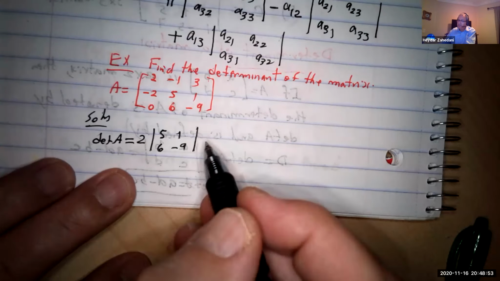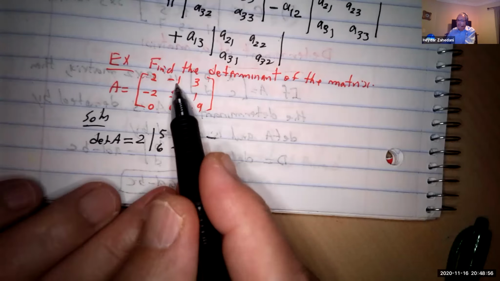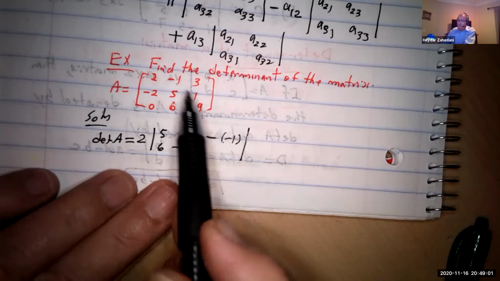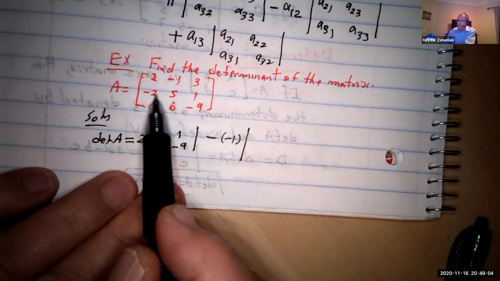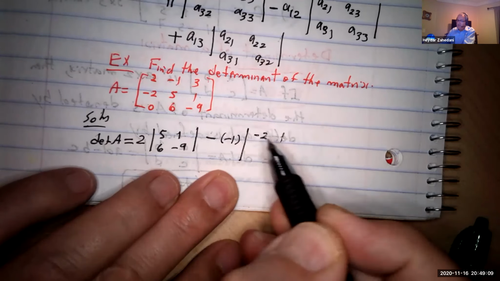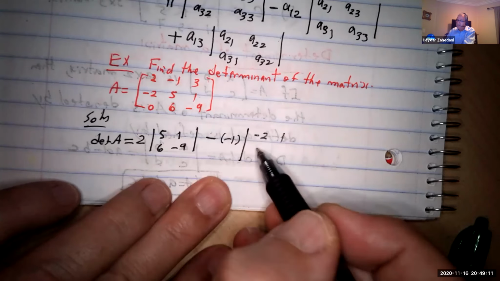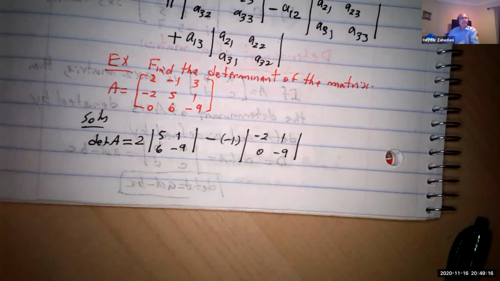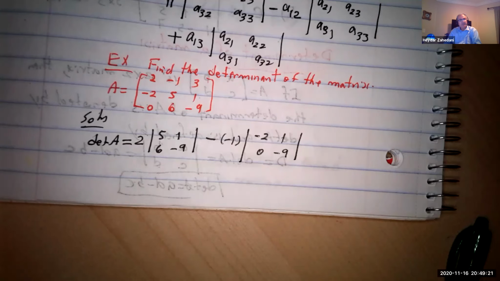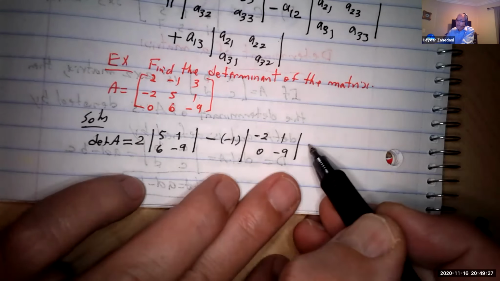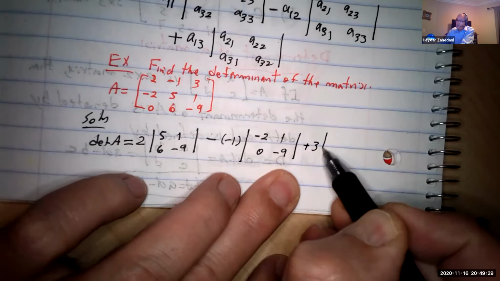Okay, always minus. The second entry is a -1. Put a parenthesis around it. Eliminate the first row and the second column. The matrix is -2, 1, 0, -9. This is going to be your second one. Any question? So it's positive, negative, positive, plus, the number is 3.